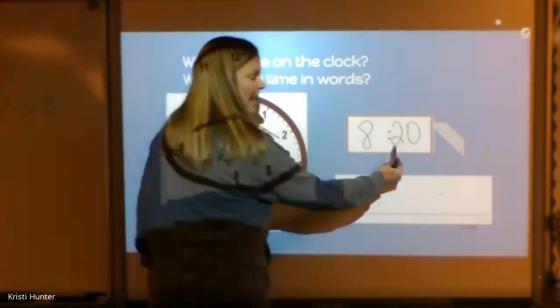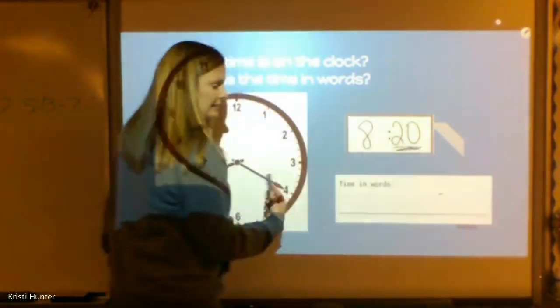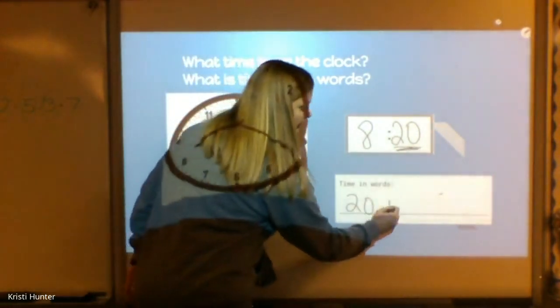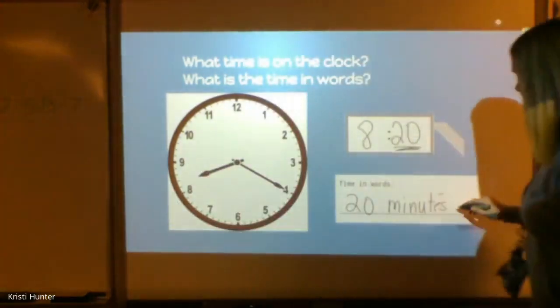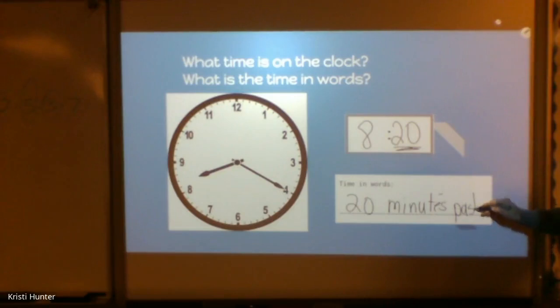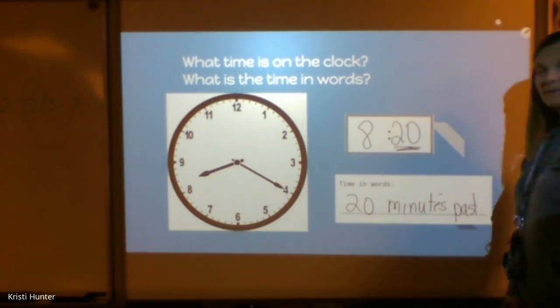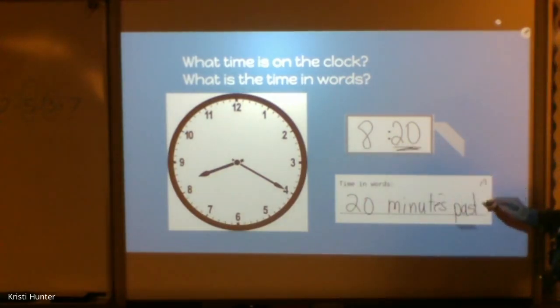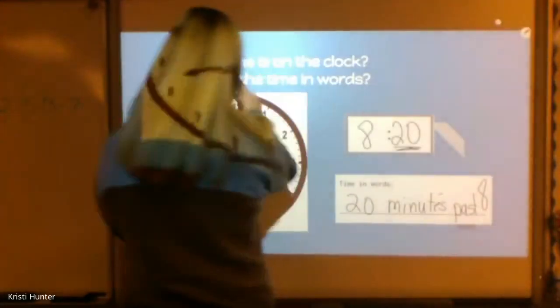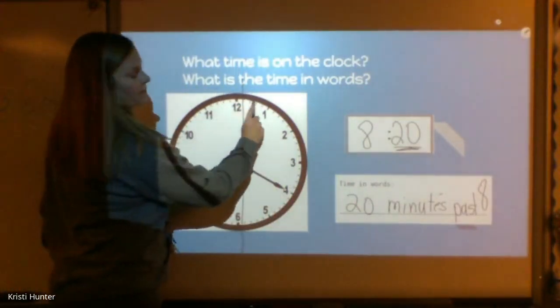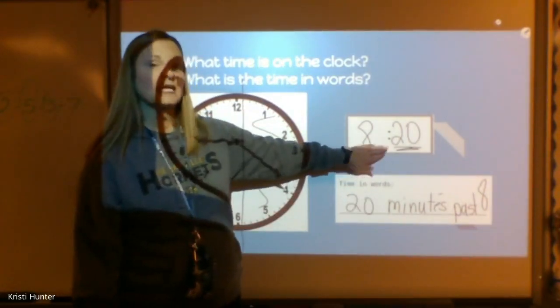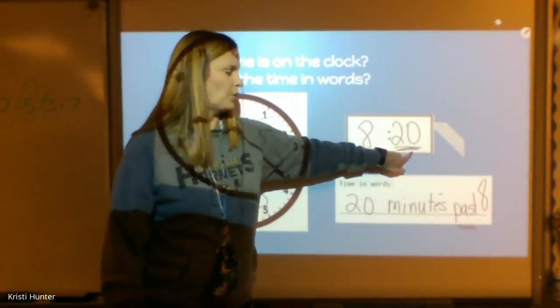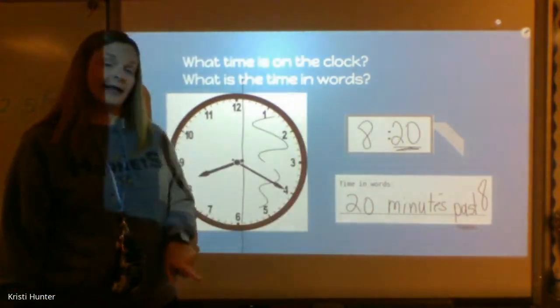And how many minutes past the hour is it? Well, it tells me right there. It is 20 minutes past. And then what was my hour that I passed up? It's 20 minutes past 8. Okay? So again, my clock, remember, could be divided in half. If it's on this side, I'm going to go past the hour. And I can actually use my numbers that I wrote for my digital time. It's 20 minutes after or past 8.